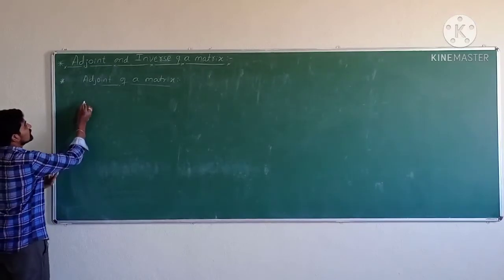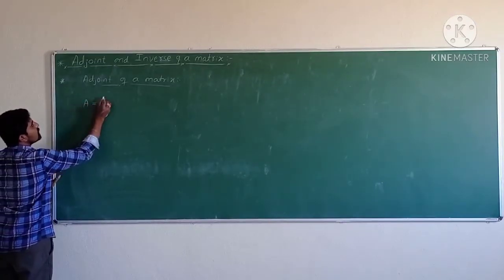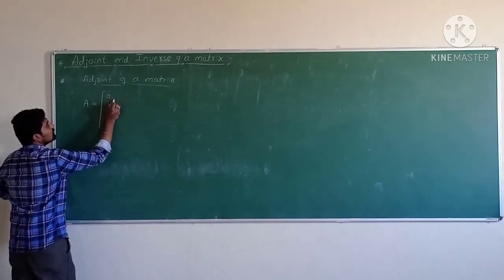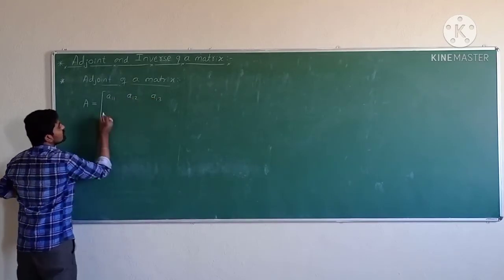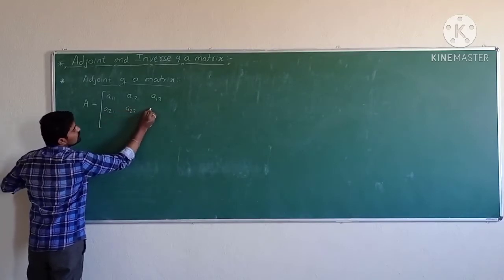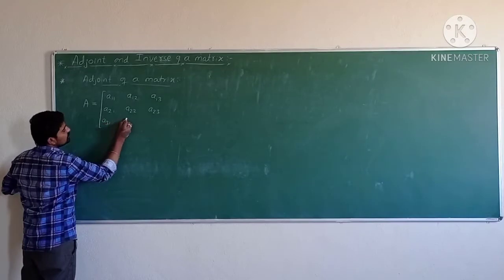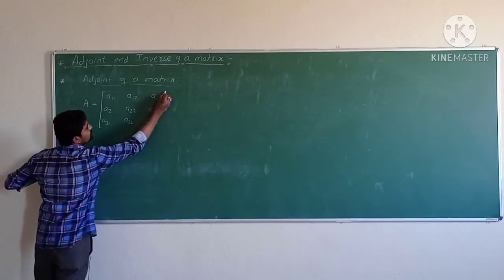For that, let A be any square matrix whose elements are given by a11, a12, a13, a21, a22, a23, a31, a32 and a33.